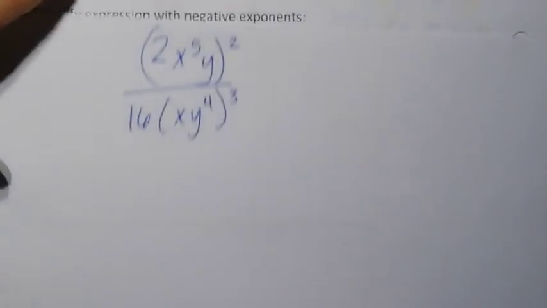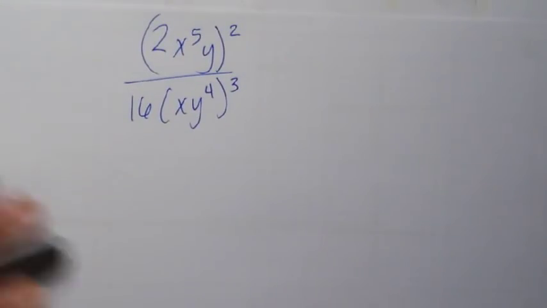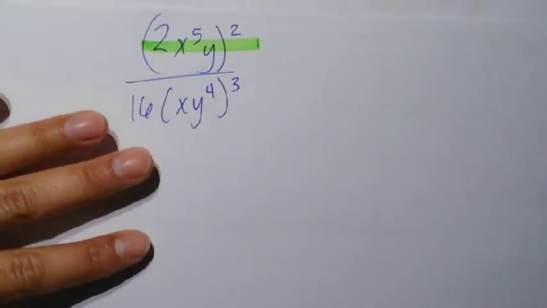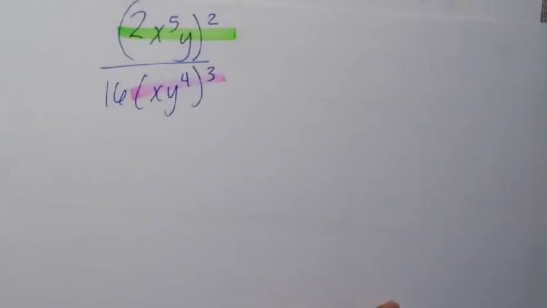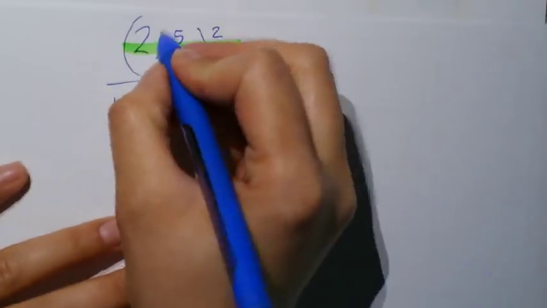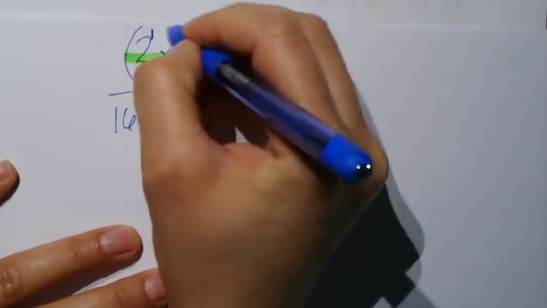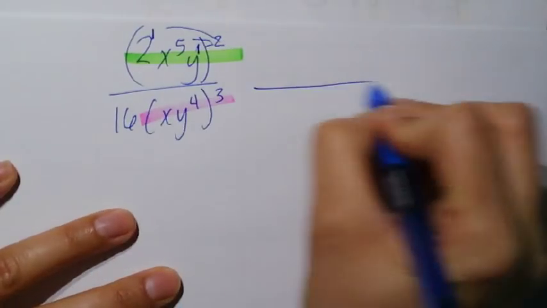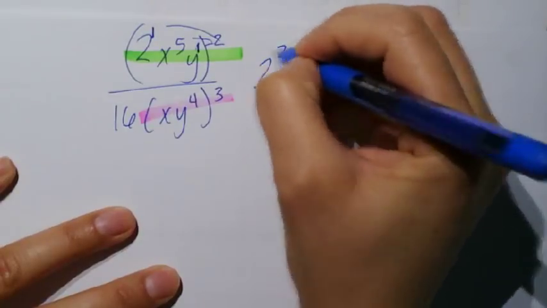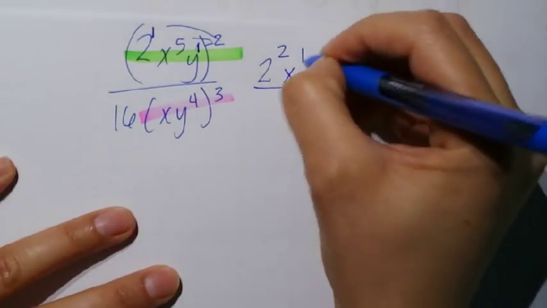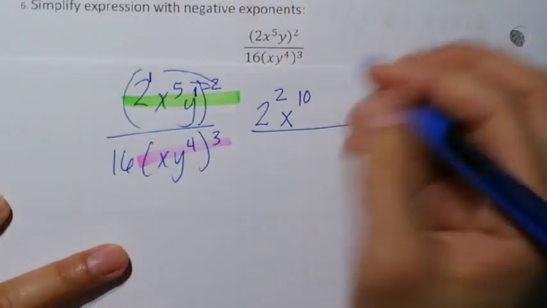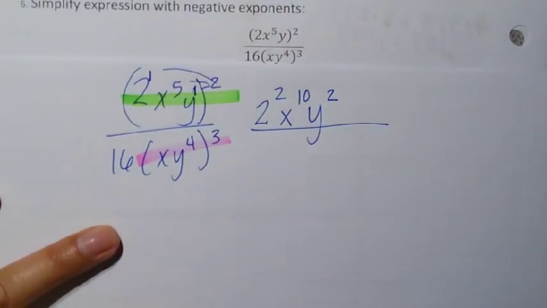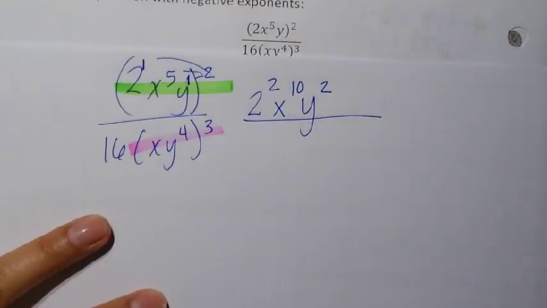Okay, just like we did on number 5, we're going to take care of each item first. So in this one, if you don't see any exponents, give it a power of 1 and go ahead and distribute the power of 2 to everything. So I'll have 2 to the power of 2, x to the 10th, and y to the 2nd. Okay? So we're done with the numerator.